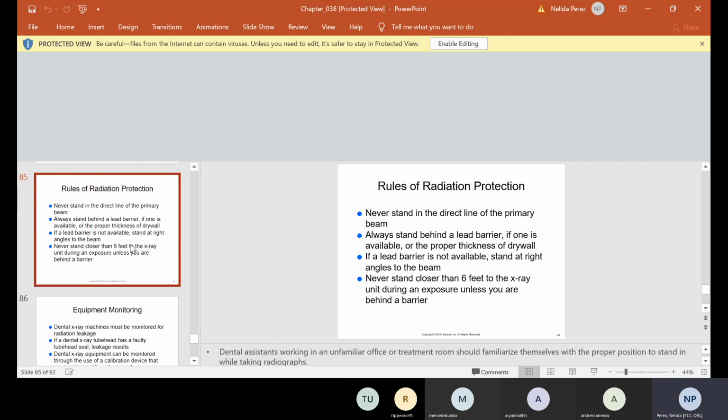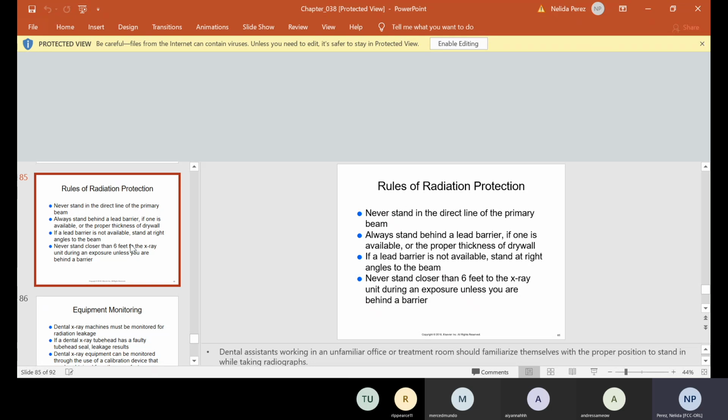So, yeah, never stand in the direct line of the primary beam. Always stand behind a lead barrier, if one is available, or the proper thickness of drywall. If a lead barrier is not available, stand at a right angle to the beam and never stand closer than 6 feet to the x-ray unit during an exposure unless you are behind a barrier.